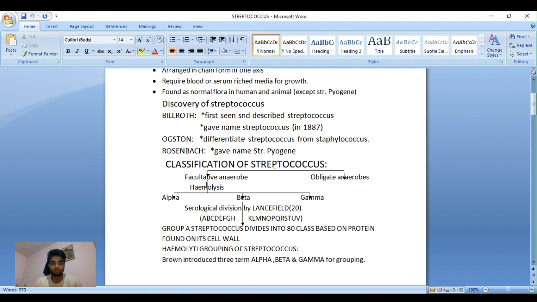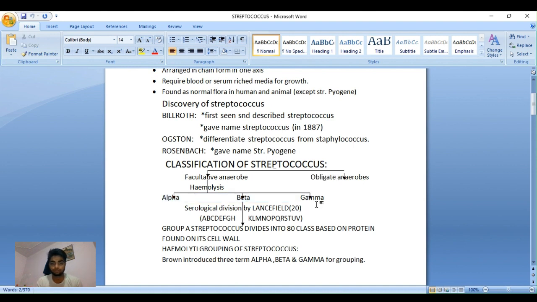based on hemolysis activity. The facultative anaerobe streptococcus we can classify into three groups. First is the alpha, meaning partial hemolysis, where some of the heme protein is lysed or broken down from the blood, and some remains there as it is. And there is the beta hemolysis. Beta we can simply think means complete. Complete hemolysis means whatever amount of blood is present there must be hemolyzed, and the heme protein should be broken down from the blood.